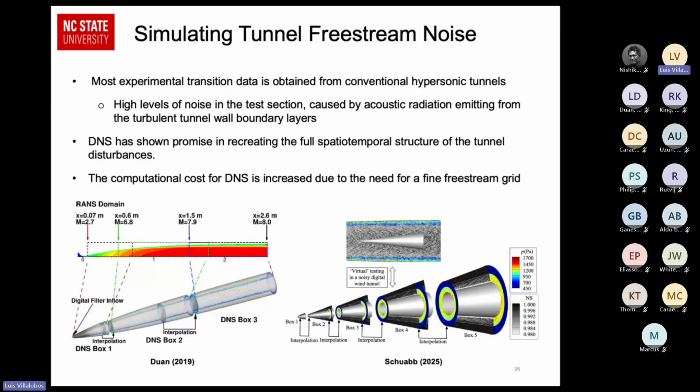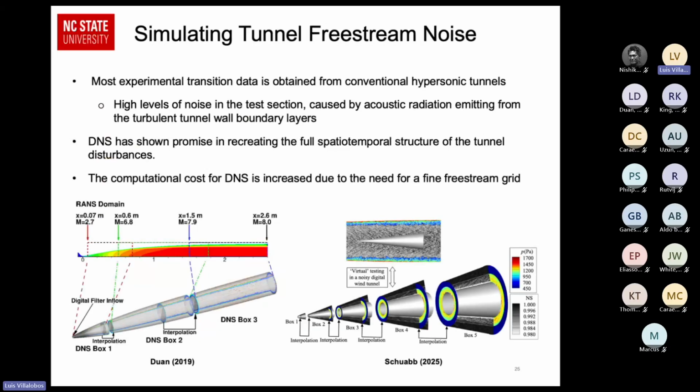So what most notably Dewan's group at OSU has been doing is using DNS to recreate the full spatio-temporal structure of the tunnel disturbances. And the computational cost for these grids is increased because not only do they need to resolve the turbulent wall boundary layers, but they also need to make sure the grid is refined in the core flow so as to not excessively damp out the acoustic fluctuations.